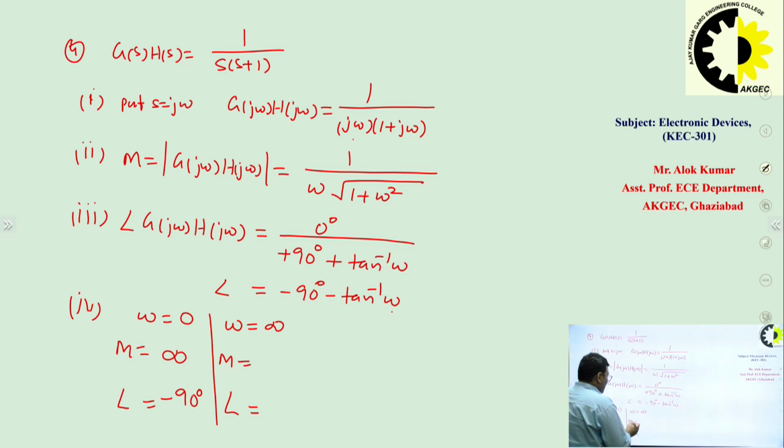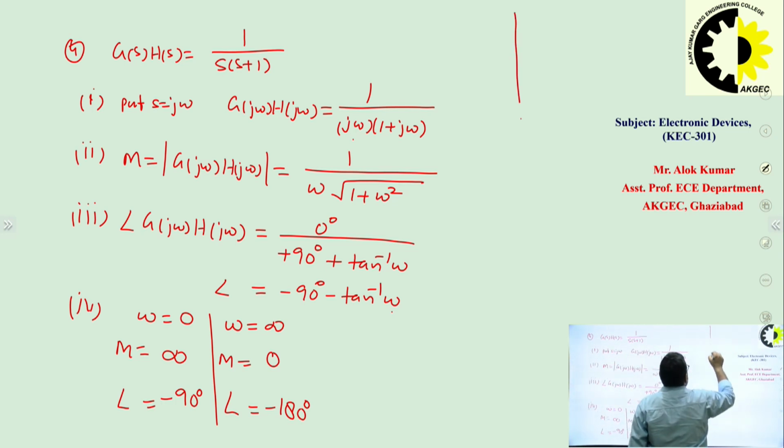Similarly, if I put omega is equal to infinity here, then the magnitude will be 0, and the angle will be minus 180 degree. So with this information, we have to draw the polar plot.